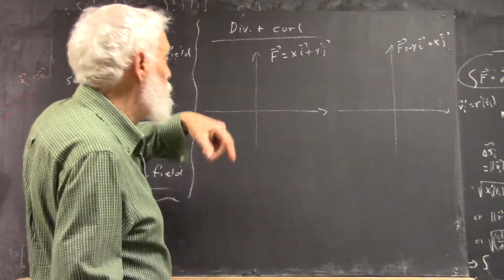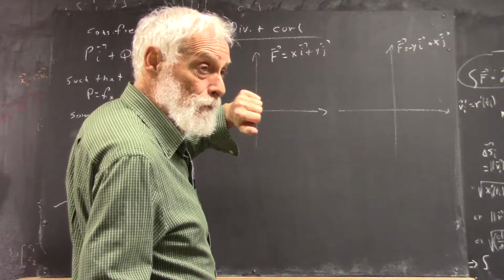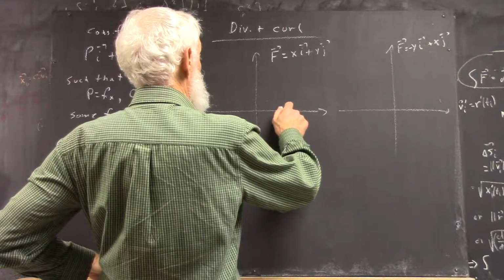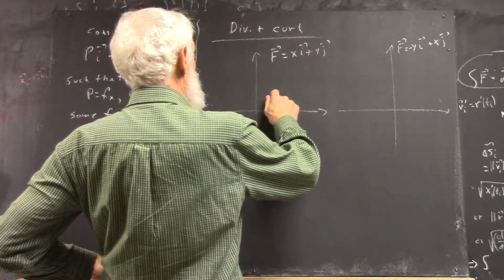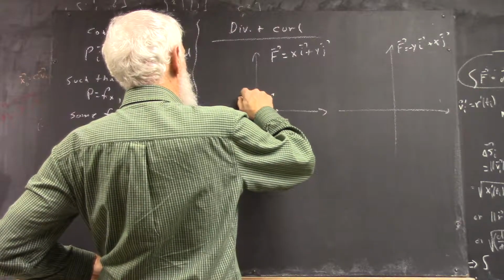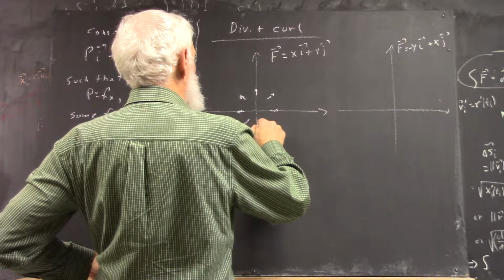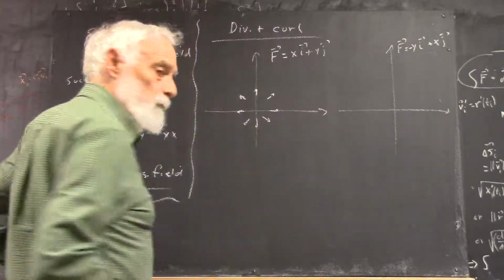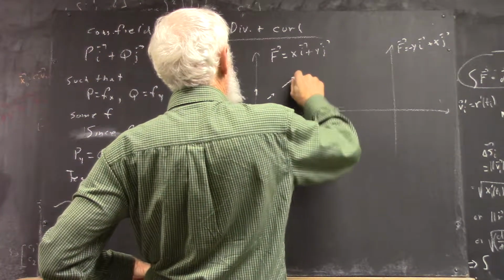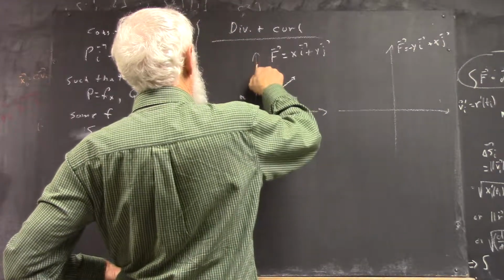Okay, well, anyhow, this field now is always in the direction away from the origin, right? Well, you can verify that yourself, but it's like this. Okay? And if you go further out, it gets bigger in proportion to how far you are from the origin.